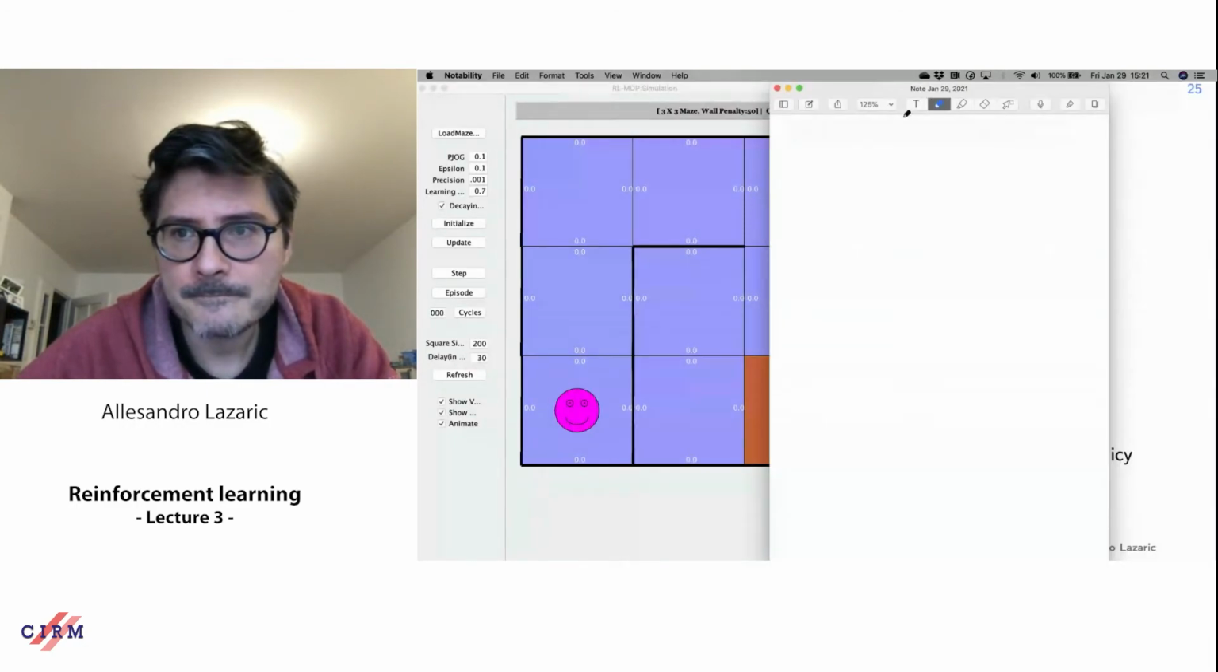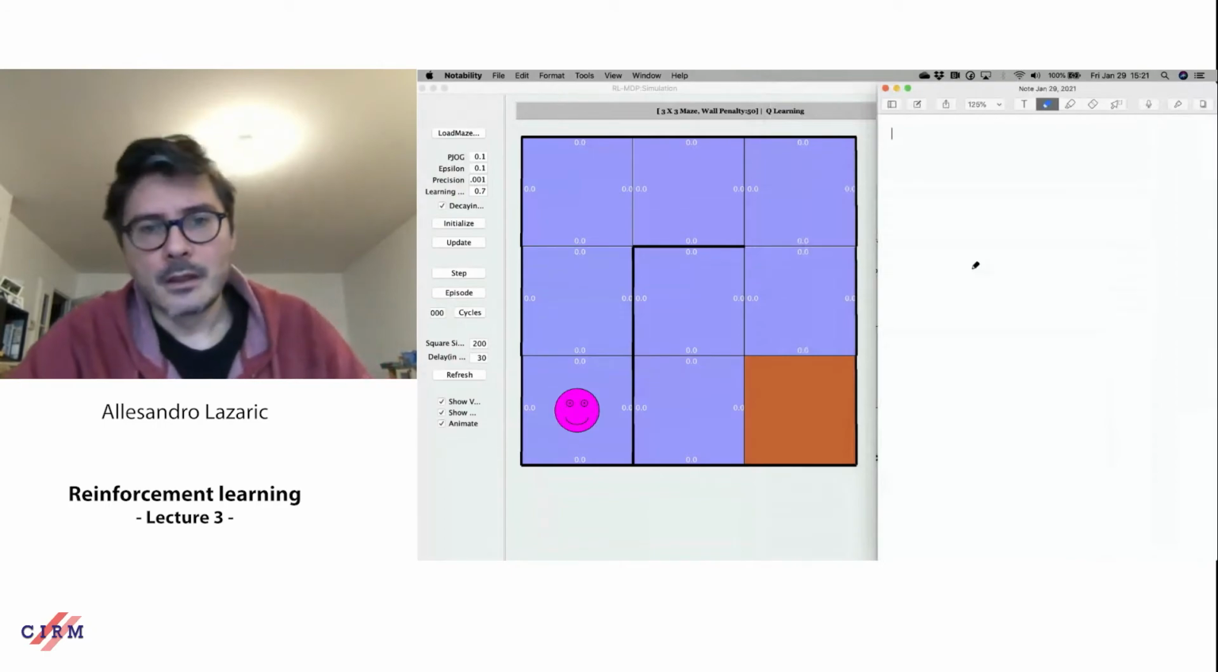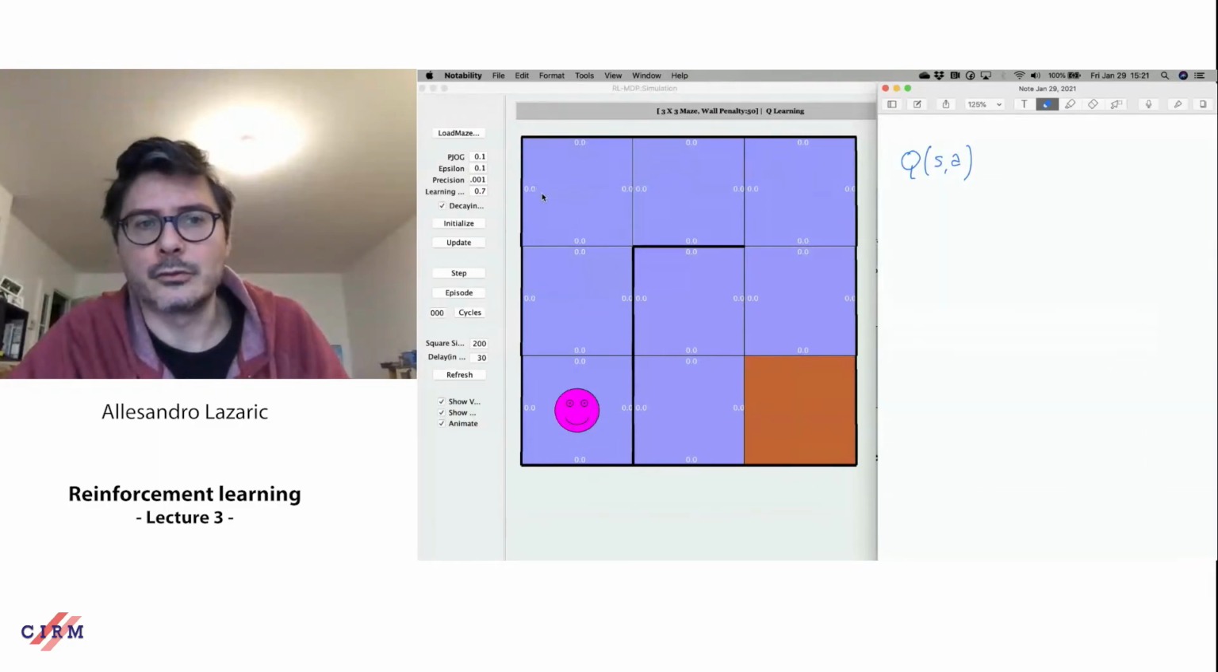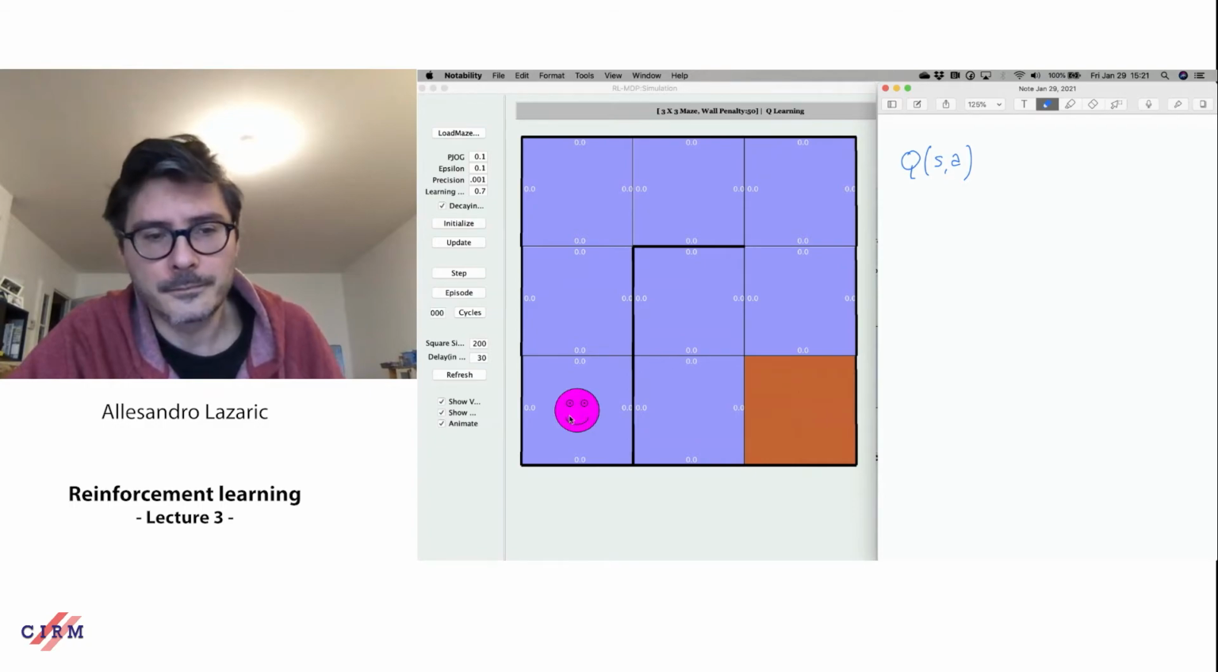Let's see. Right. So we said that Q-learning works on Q values. And so the numbers that I'm seeing here are just the Q values. This is the Q value of this state for the action going up. This is the Q value of this state for the action going right, and so on and so forth. The little smiley is where the agent is.